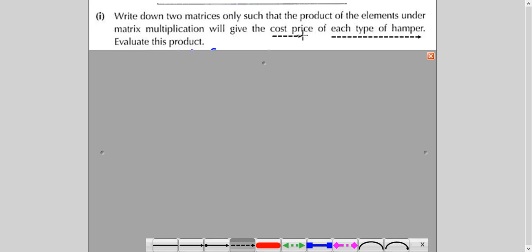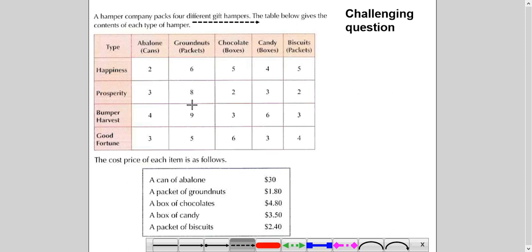Right now, if I do not solve this matrix question and I just use common sense, I will say, okay, I will multiply 2 by this because this is the price of 1 can of abalone. It should multiply by 2 because in happiness there are 2 abalone. 6 should multiply by 1.80 because this is the price of 1 packet of groundnut and there are 6 such packets. So I know how I have to multiply to get the price of 1 hamper of happiness, right? Does this make sense? Because you need to understand the problem, right?